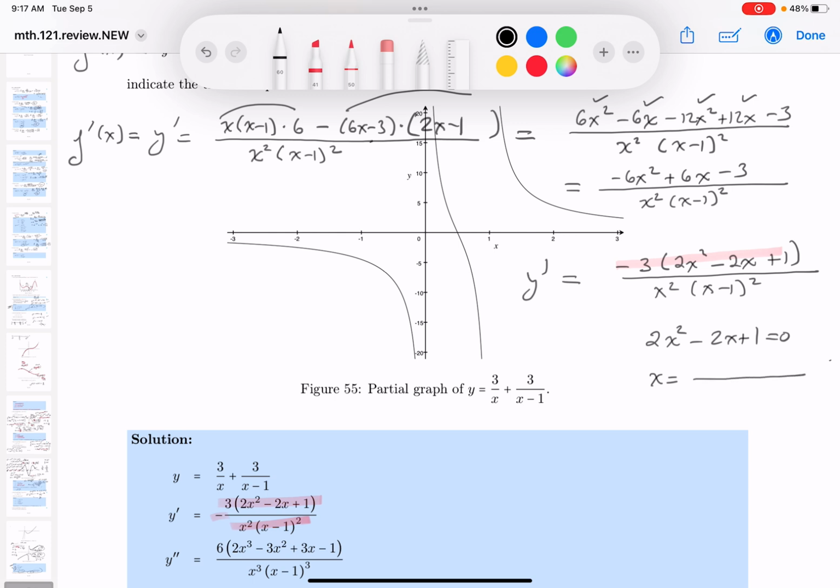Let's see, twice the a, that's 4. The opposite of b, which is 2, plus or minus. And let's see, you get 4 minus 4 times 2 times 1. It's complex, right? So as expected, I'm not getting any extrema in the problem.